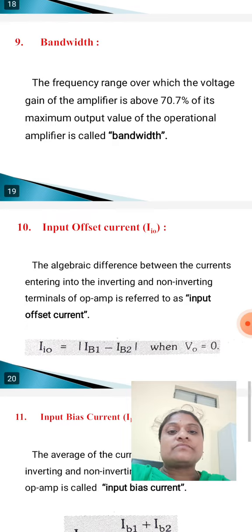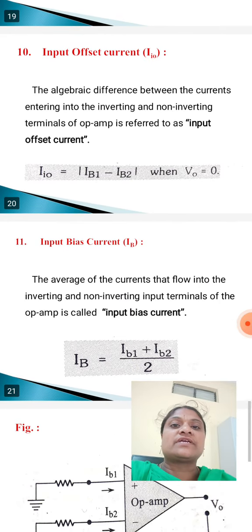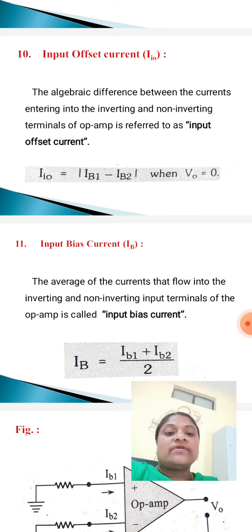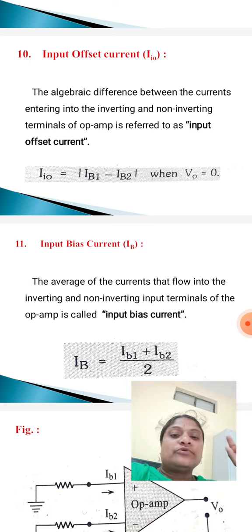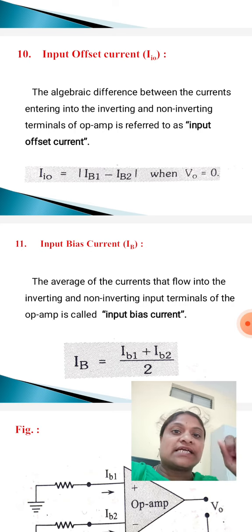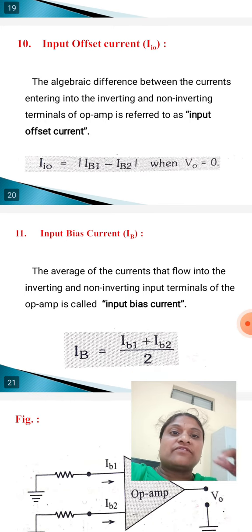Okay, and the next important specification of the IC741 op amp is input offset current. It is denoted by IIO. What is the definition of input offset current? The algebraic difference between the currents entering into the inverting and non-inverting terminals of the op amp is referred to as input offset current.